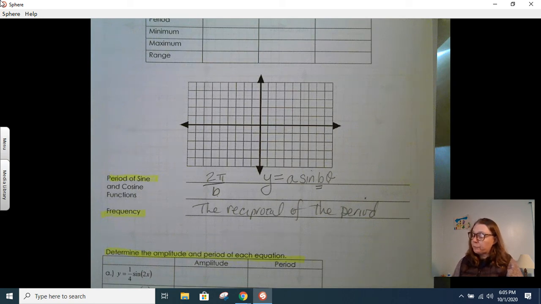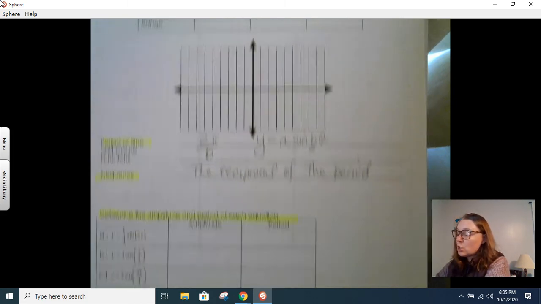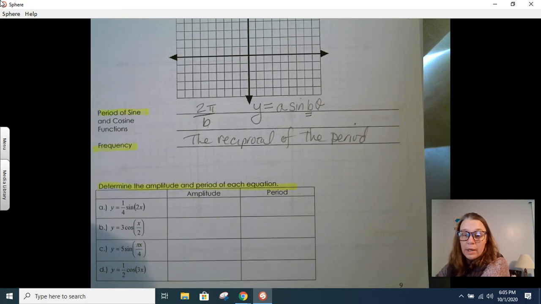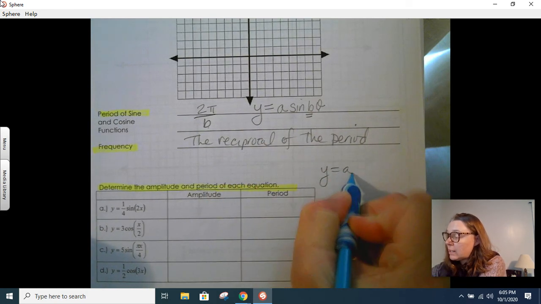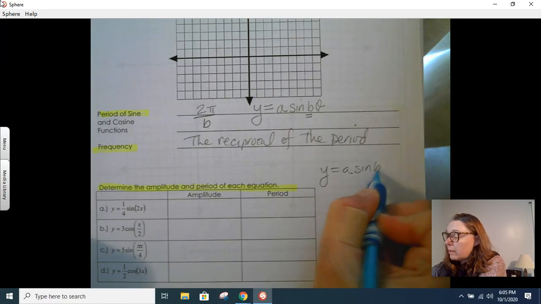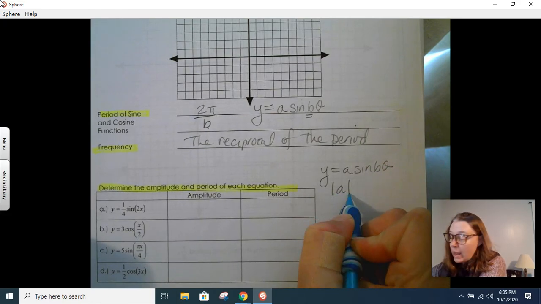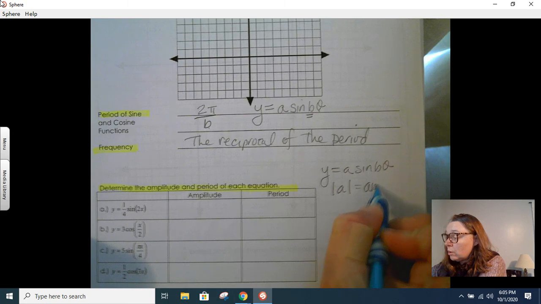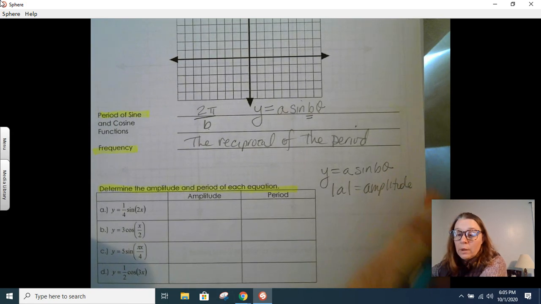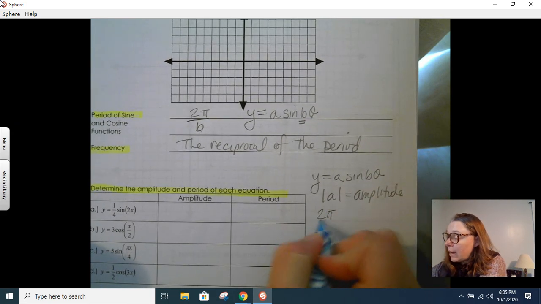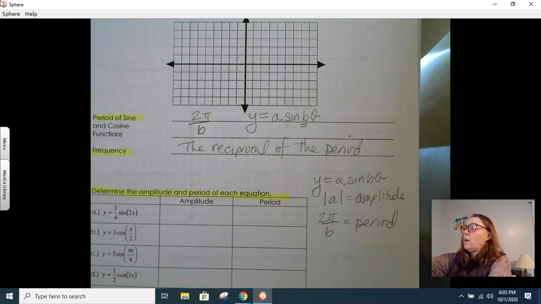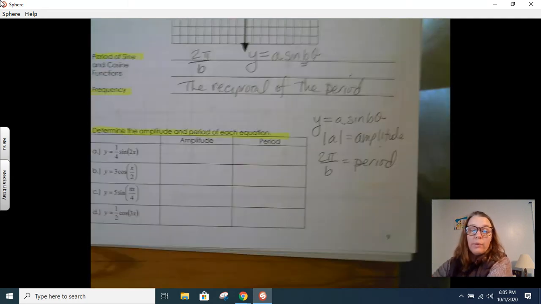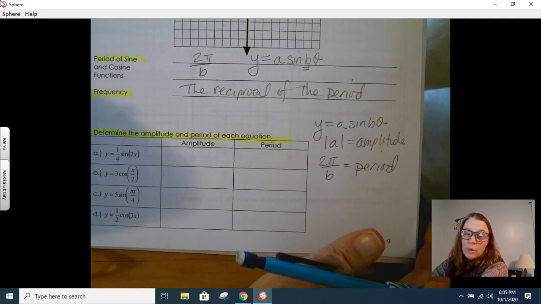All right, so then determine the amplitude and period of each equation down here. If you are thinking of these equations in the form we have up here, this y equals could be a times either the sine or the cosine of b theta. Remember, the absolute value of a is our amplitude, and doing 2 pi divided by b gives us our period. So go ahead and pause the video and see if you can figure out for each of these equations what the amplitude is and what the period is.